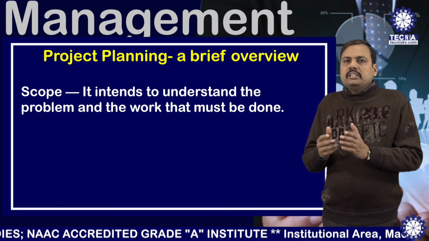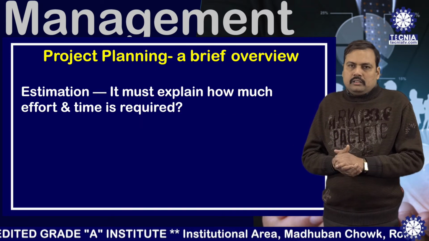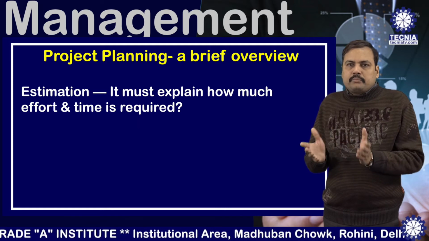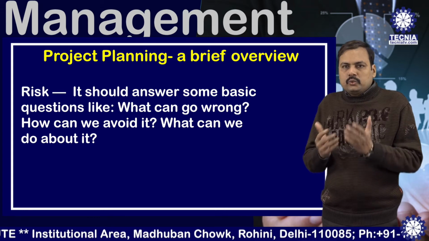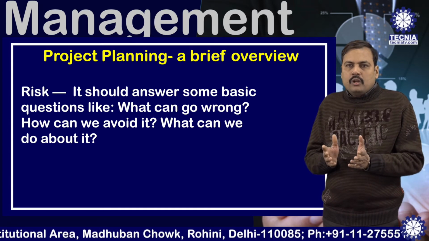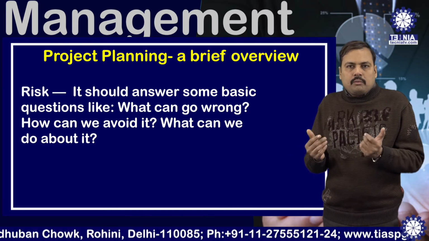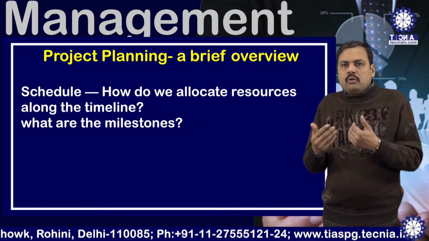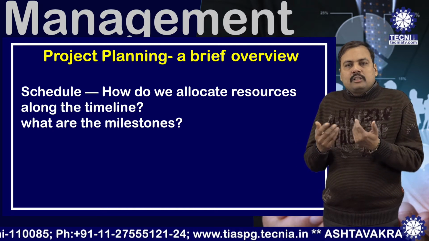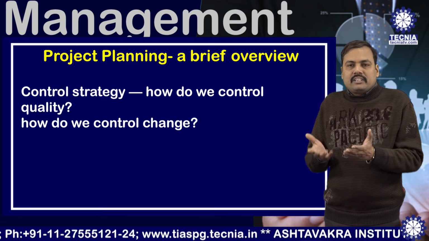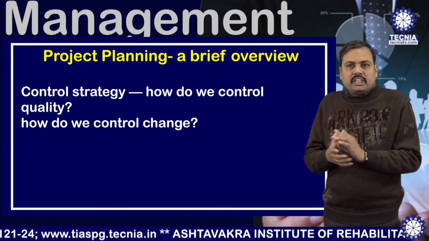Scope. It intends to understand the problem and the work that must be done. Estimation. It must explain how much effort and time is required. Risk. It should answer some basic questions like what can go wrong, how can we avoid it, what can we do about it. Schedule. How do we allocate resources along the timeline? What are the milestones? Control strategy. How do we control quality? How do we control change?